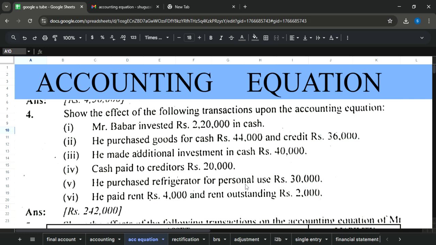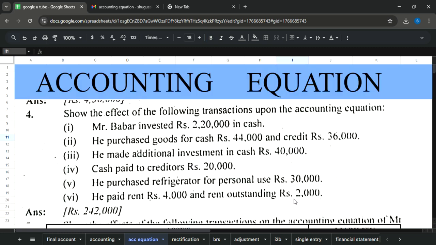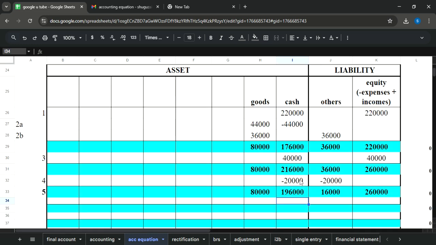So he purchased a refrigerator for personal use. When he buys this refrigerator, it means he is using business cash. So there would be a decrease in cash. Come over here. This is your cash. Here you will decrease your cash. How much amount has he taken? 30,000. So you will put minus 30,000 over here.